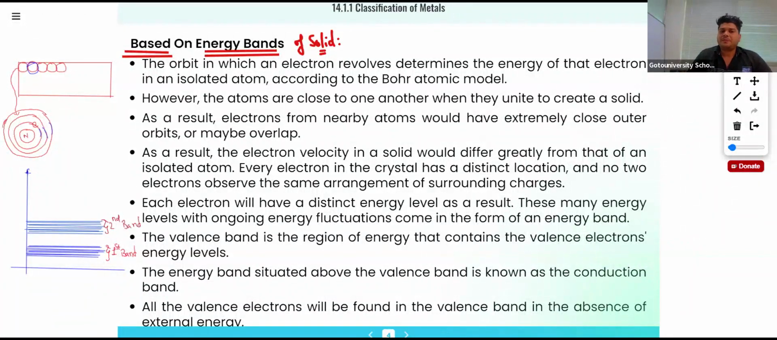Now, like this, if I plot the third shell electron energy, then what will I get? I'll get the third band. Understand everything here? Yes, I'll get the third band.